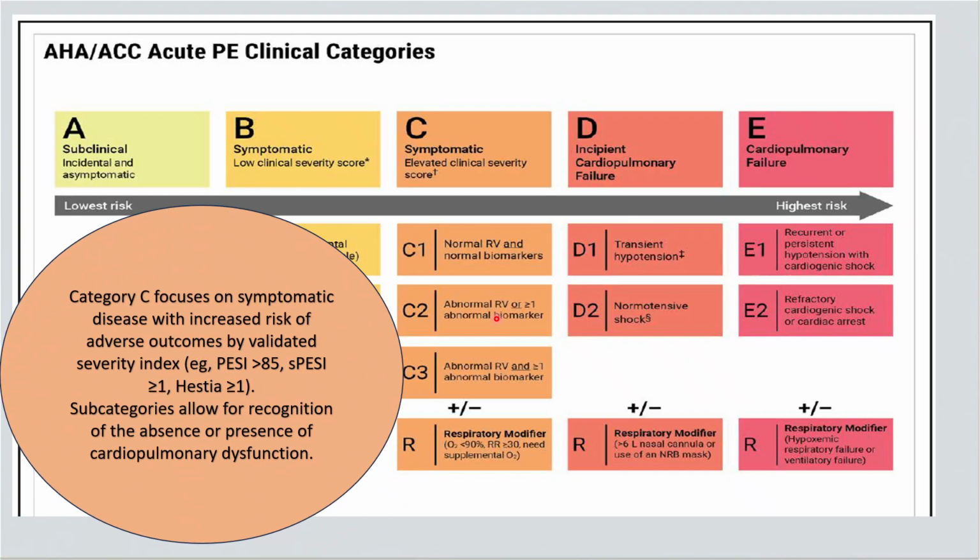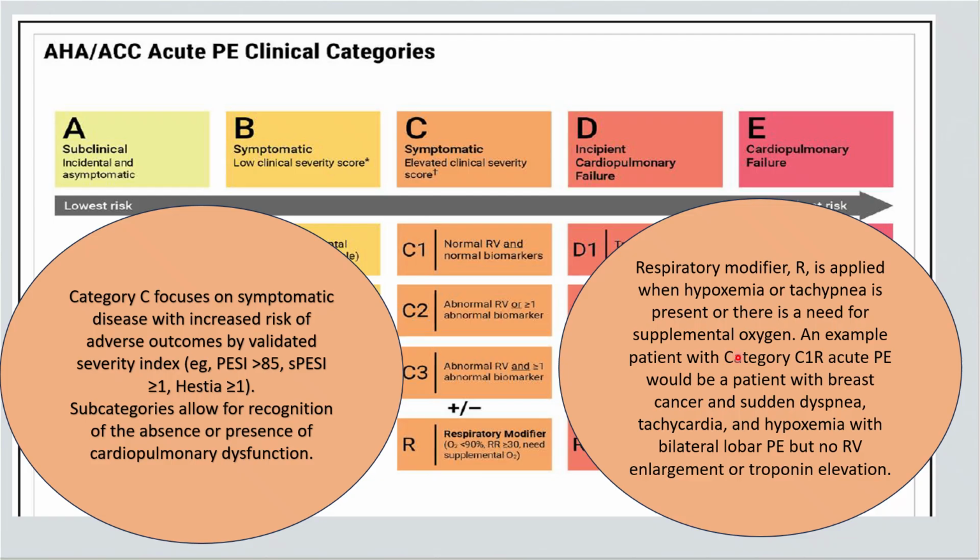So basically this subcategorization allows for recognition of absence or presence of cardiopulmonary dysfunction. So this R is applied when there is hypoxemia or tachypnea and need of supplemental oxygen. So they have given an example of C1R. A patient with breast cancer coming with dyspnea, tachycardia and hypoxemia and bilateral lobar pulmonary embolism, but actually there is no abnormality on echo and all the biomarkers including troponin and proBNP are normal, comes as C1R.